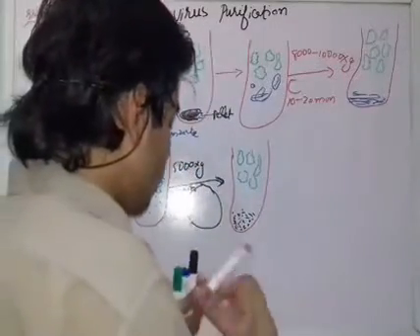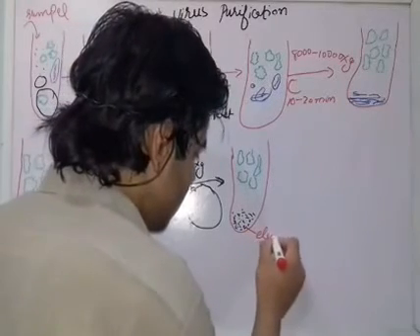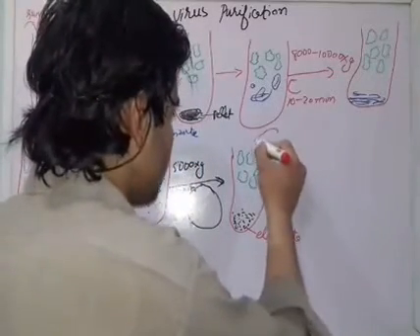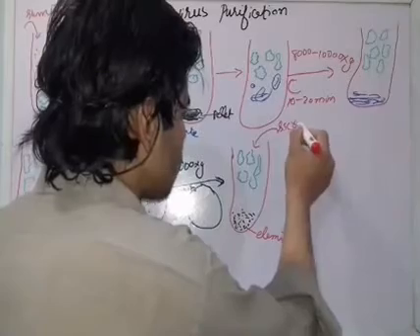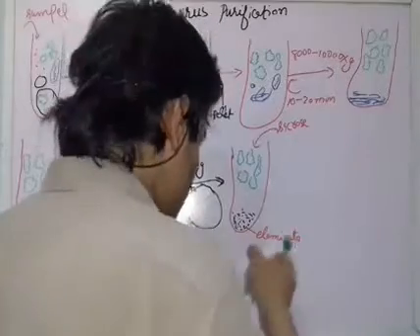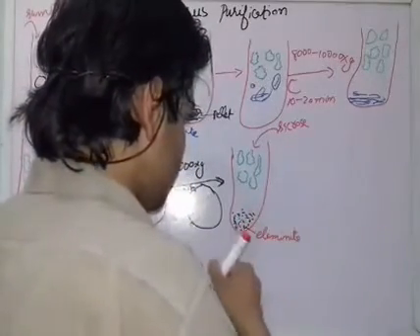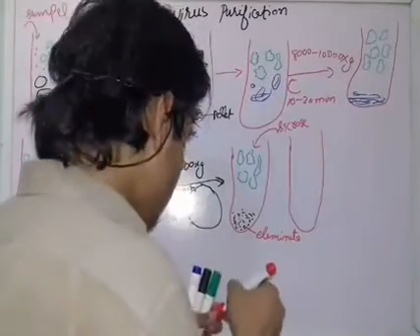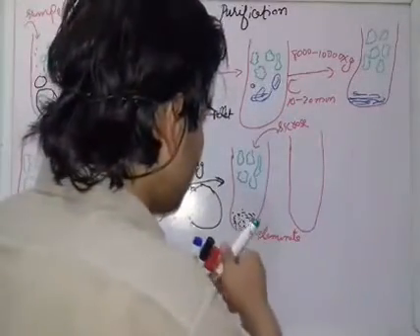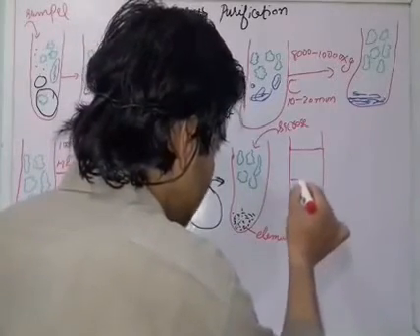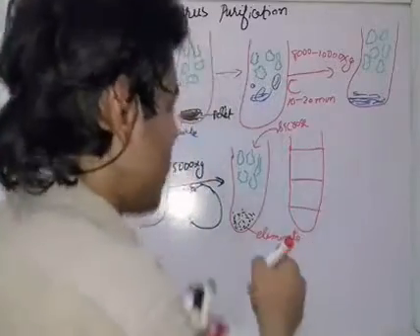Fine. So we eliminate it, and then we load sucrose here. Actually, what the sucrose does is create 3 layers. This is the first layer, this is the second layer, and this is the third layer.